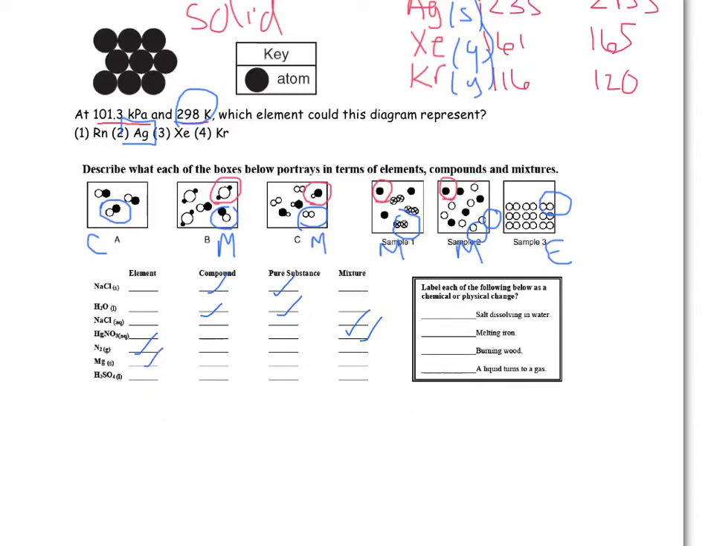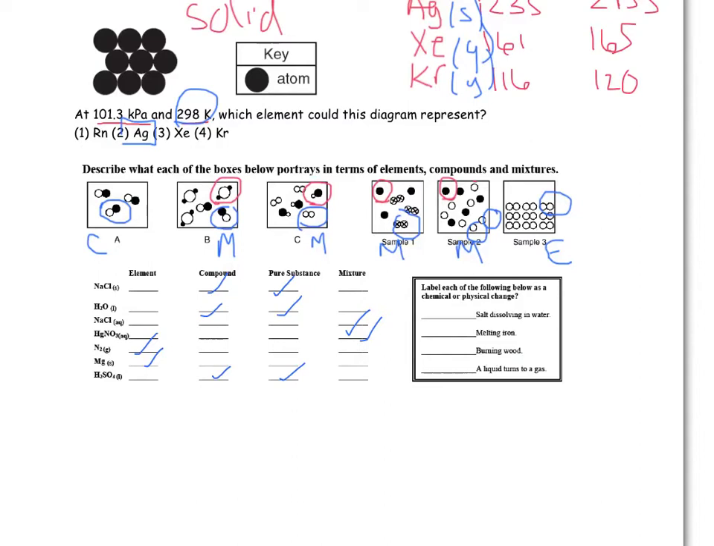And then H2SO4, which is sulfuric acid, here is actually going to be a compound because they have three capital letters, a hydrogen, a sulfur, and an oxygen. They're all bonded together. And remember that all compounds are pure substances.